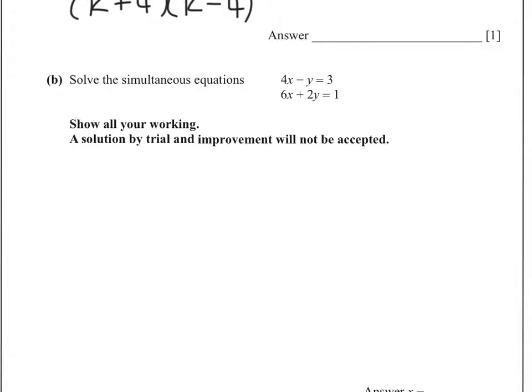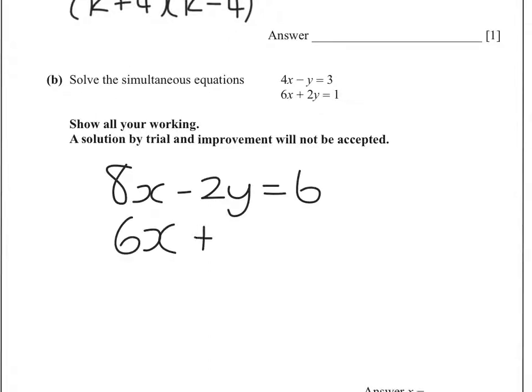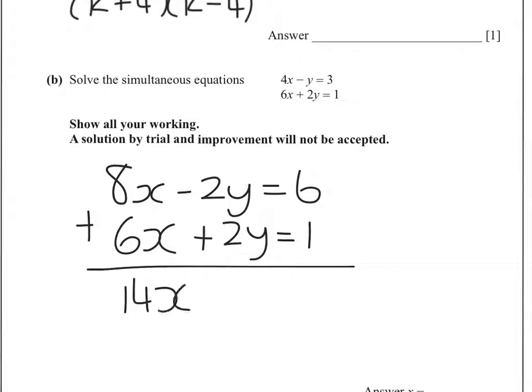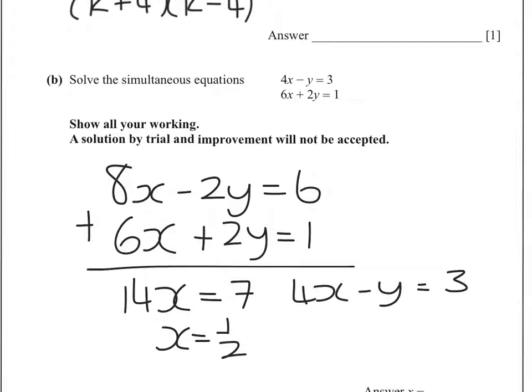4x minus y equals 3. I'm going to multiply that by 2. 8x minus 2y equals 6. If I leave the second alone, that means I have minus 2y plus 2y. So if I add them together, 14x equals 7. x was a half. 4x minus y is 3. 4 times a half is 2, which means that y must have been minus 1.